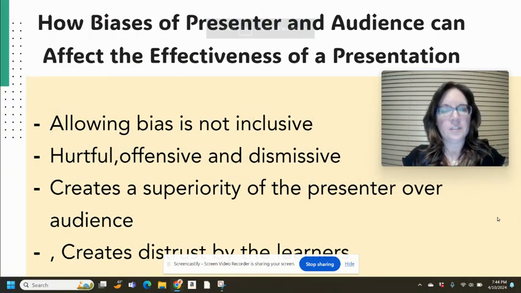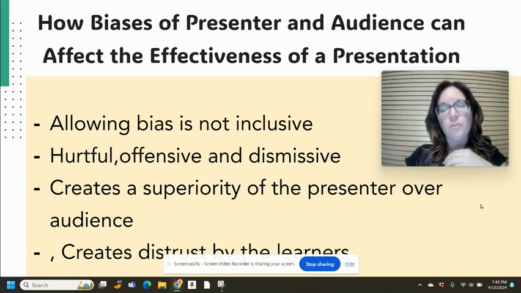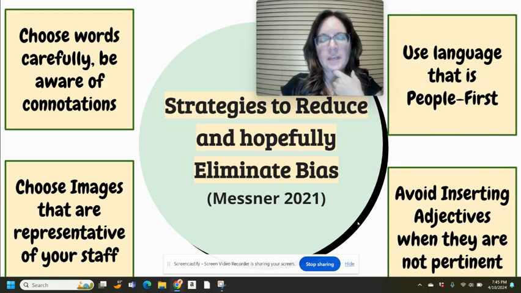Now, whether we like to believe this or not, we do have bias when we interact with people, and as a presenter, it's extremely important to avoid this bias as much as possible. When you have bias in your presentation, you lose your audience. You might offend them or hurt them. You might make them feel excluded, makes them feel inferior, like you are better than they are. And if you do this, they're going to distrust you, and they're not going to want to learn what you have to say.